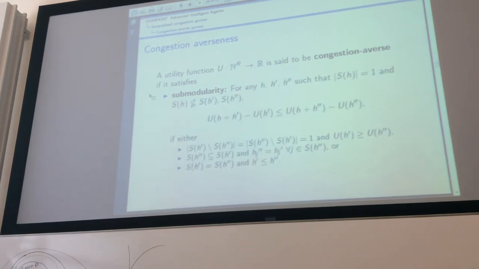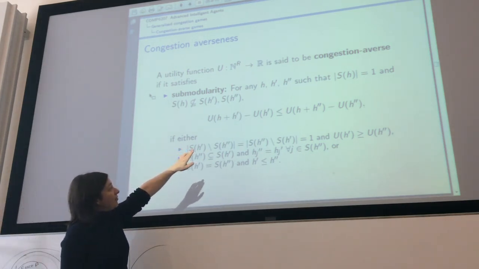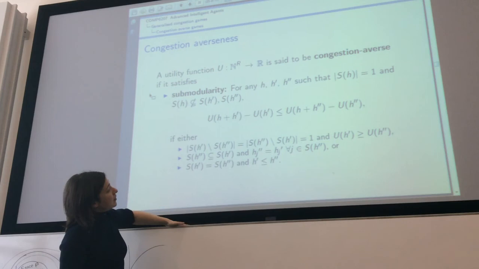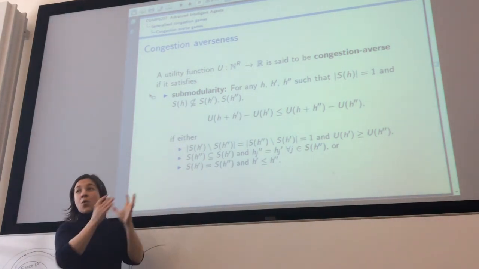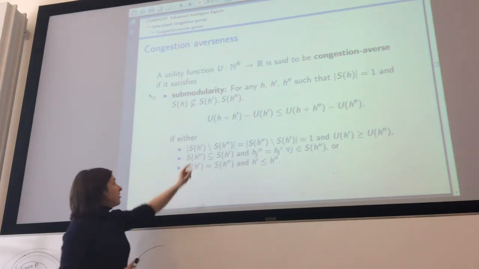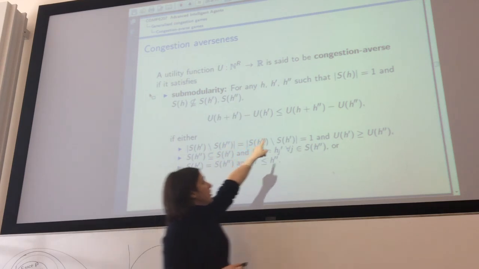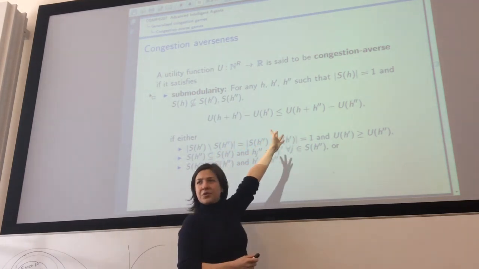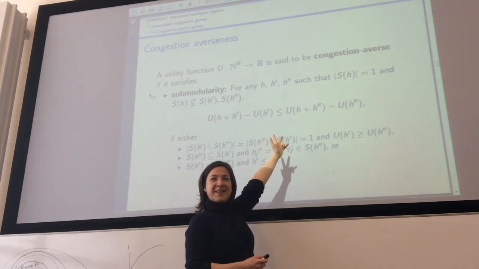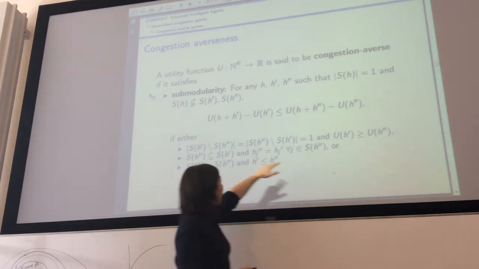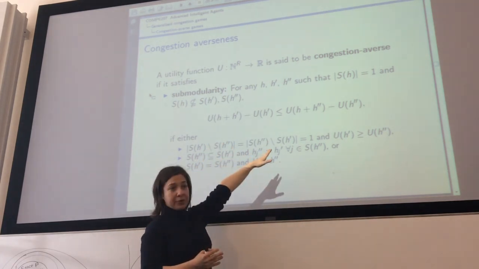So that means that, here we would compare, it looks a bit ugly, but it's not hard to read. We compare adding one more resource, either to congestion vector H prime, or to congestion vector H double prime. So we compare adding a resource to H prime or H double prime.